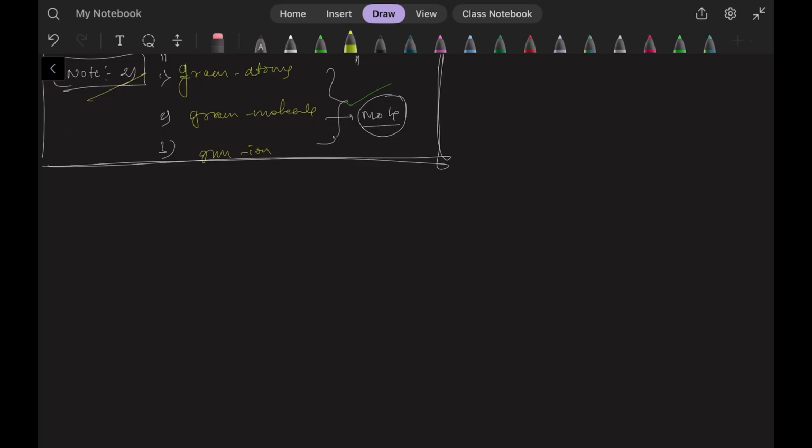For example, they are going to provide 2 gram atom of potassium. What do you mean by this? Second question.